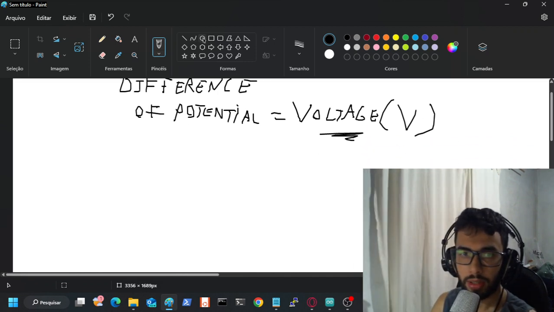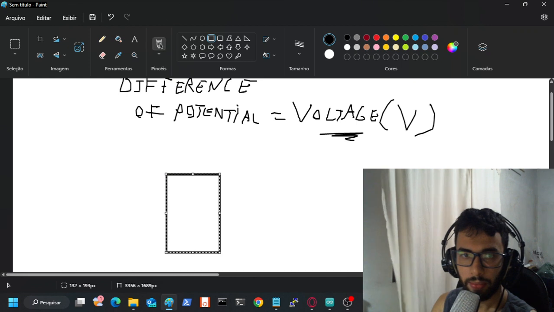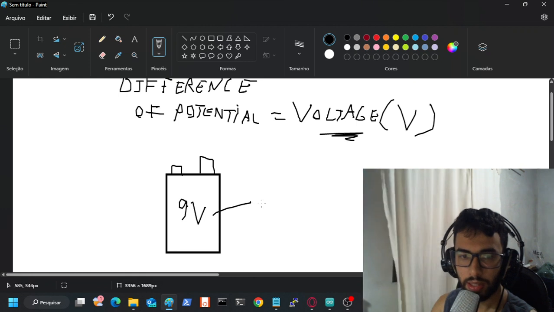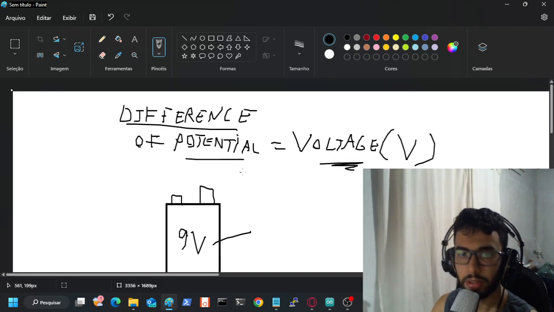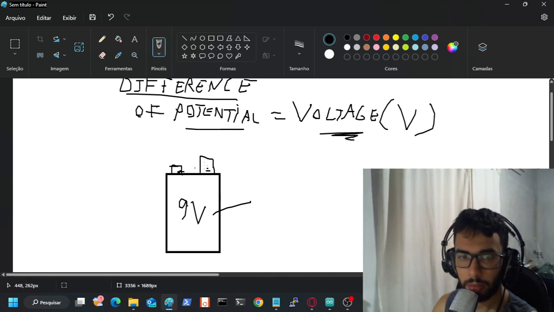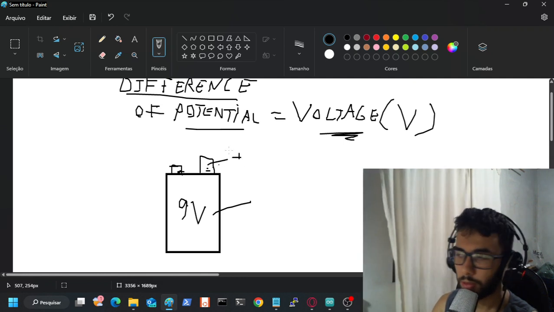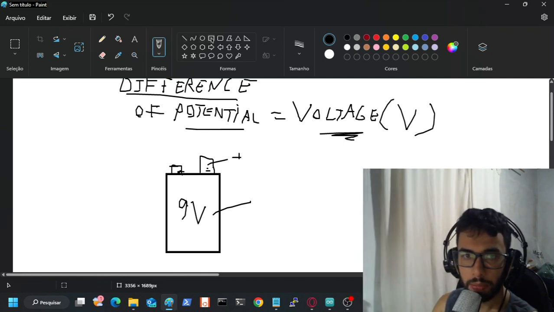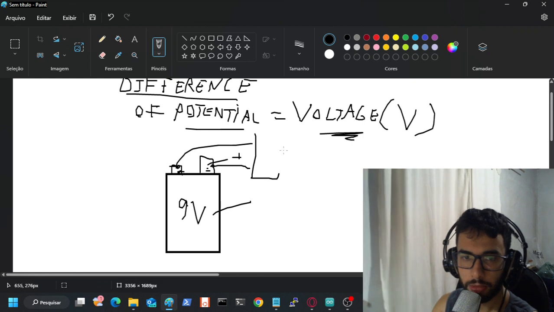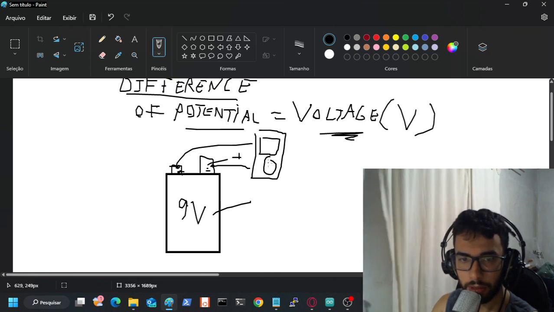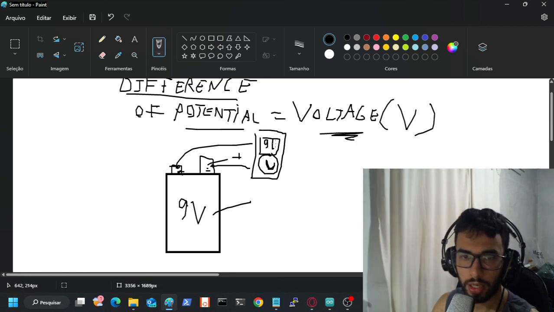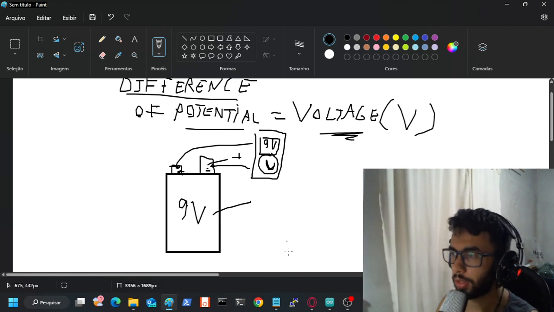Sure. So we have a battery here with 9 volts. This 9 volts is just the difference of potential, so the difference between these two poles here is 9 volts. When I pick some tool like a multimeter and put it in voltage mode, you see that it will mark 9 volts, if the battery was fully charged.